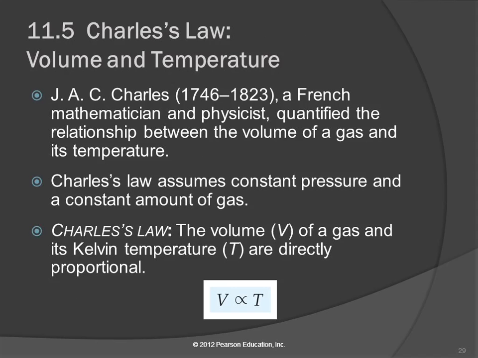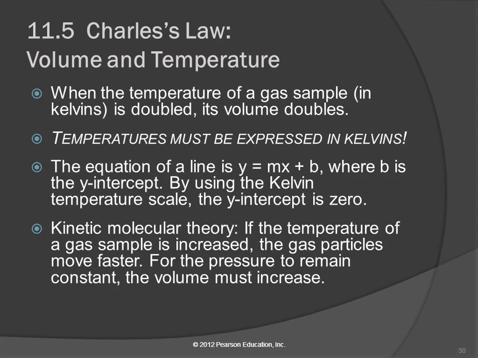So J.A.C. Charles, this was after Boyle's time. This is last half of the 1700s and early 1800s. He studied the relationship between volume of a gas and the temperature of the gas. And he found that it was directly proportional to its Kelvin temperature. Not the Celsius temperature, the Kelvin temperature. So very, very important.